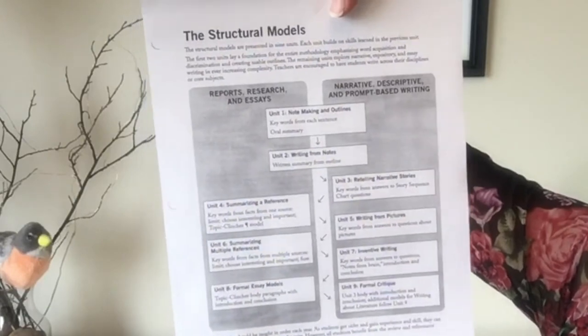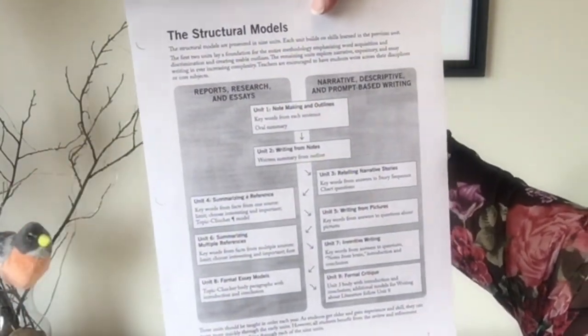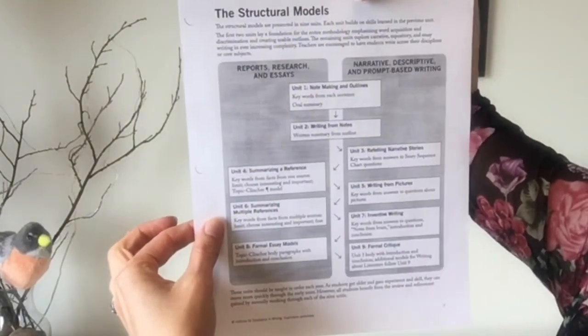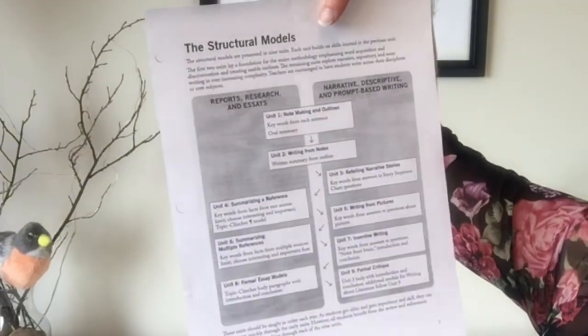Unit 6. So you get the idea at this point. You are now leaving the narrative type writing and you're coming back over to the reports, research, and essays in Unit 6. And Unit 6 is summarizing multiple references or sources, and it teaches them how, instead of just having a lot of information in one article or thing that they read, what do you do when you have a book, a website, and maybe a video that you've watched? How do you take all of that into one paragraph? Because that is a real world skill our kids are going to need.